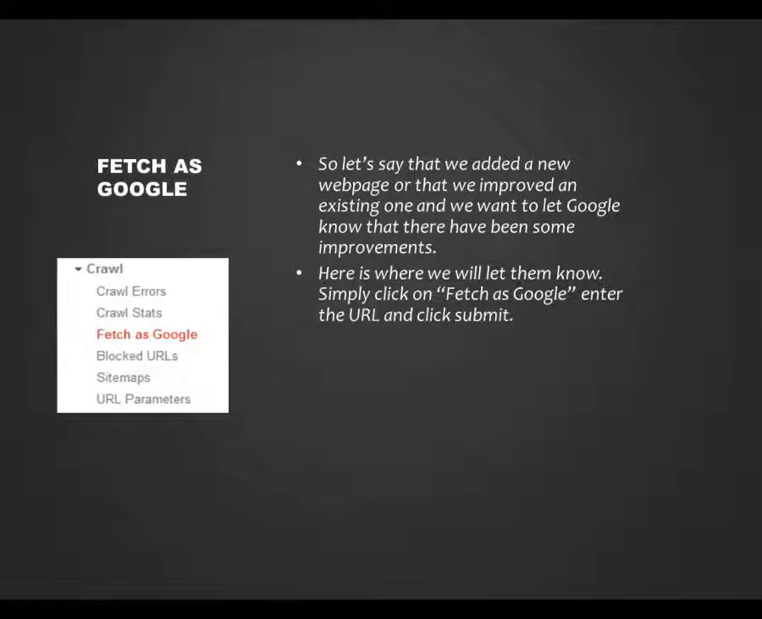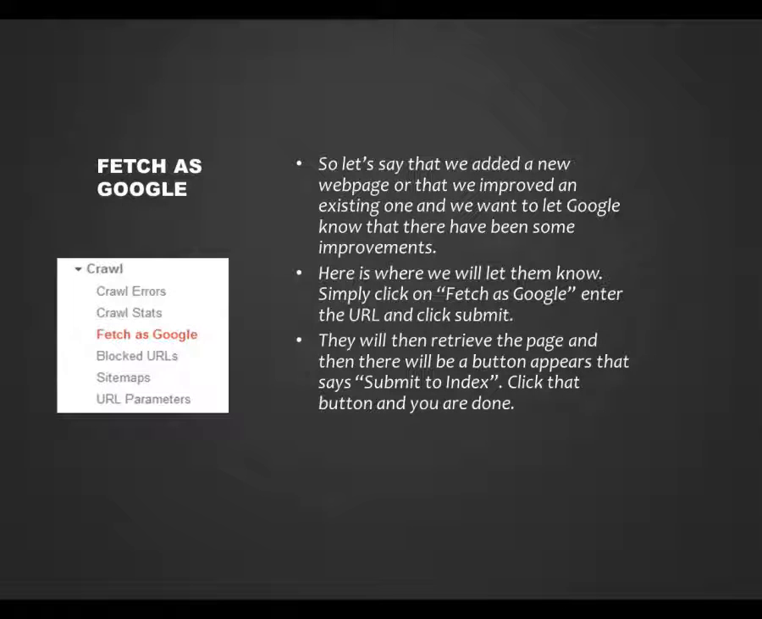Simply click on Fetch as Google, enter the URL, and click Submit. That's all you have to do to fetch as Google. They will then retrieve the web page, and there will be a button that appears that says Submit to Index. You'll click that button, and you're done. That means you've already let Google know, hey, here I am. Come and visit my web page. Now, you could refer back to lesson 4 for complete instructions because we've already completed this.